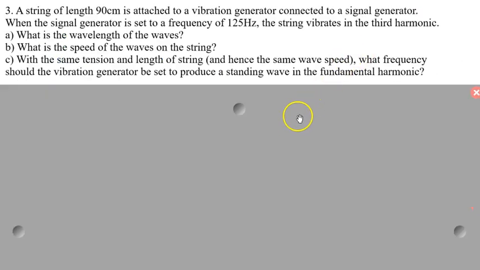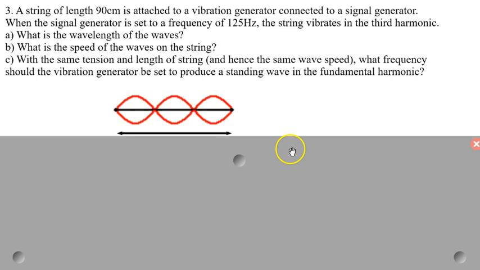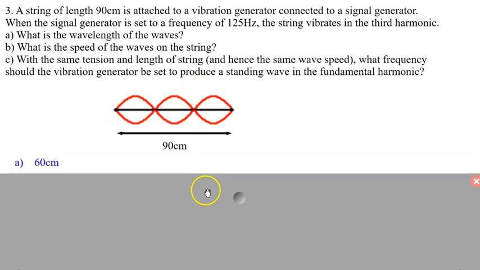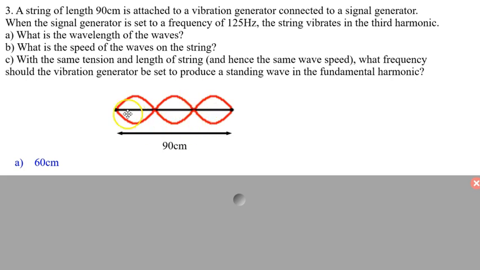Okay, question 3. So the first thing to do here is probably to draw what the wave looks like. It says the third harmonic, that means 3 loops. So we can see that we've got 3 loops here. We know that 2 loops represents a full wave. So this is 1.5 waves. So we could hopefully see that if this is 90 centimeters long in total, then 2 loops is 2/3 of that. So that's going to be 60 centimeters.